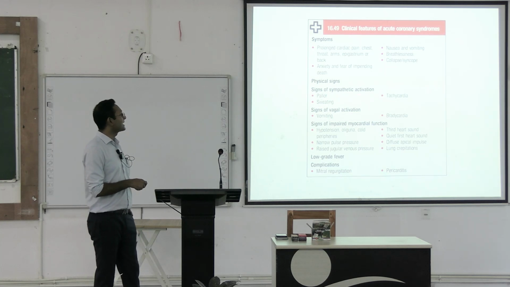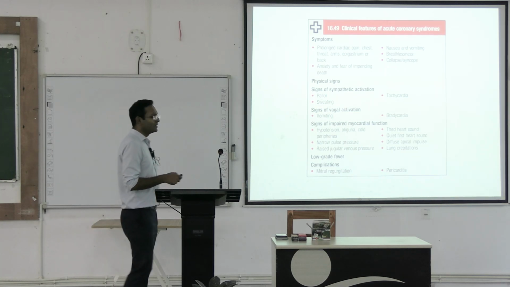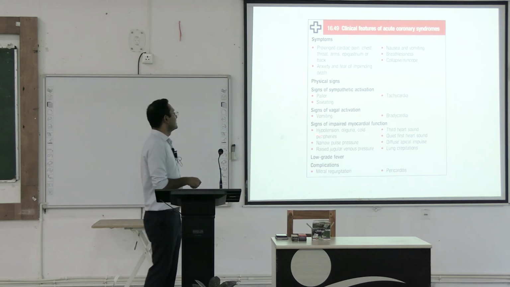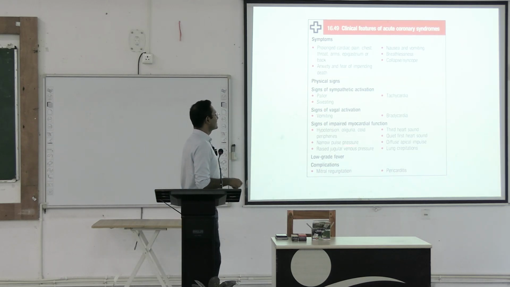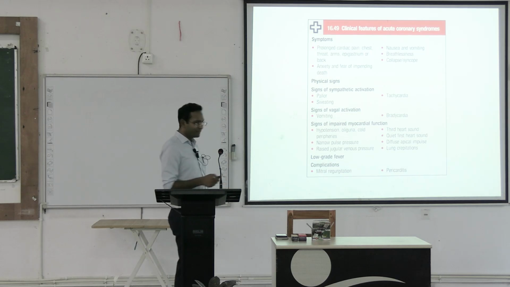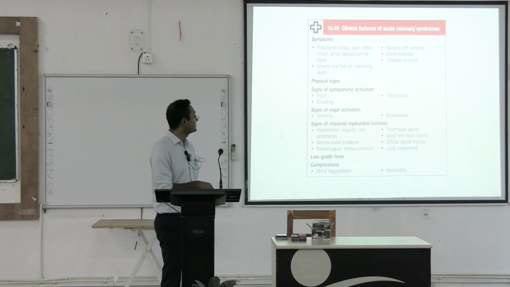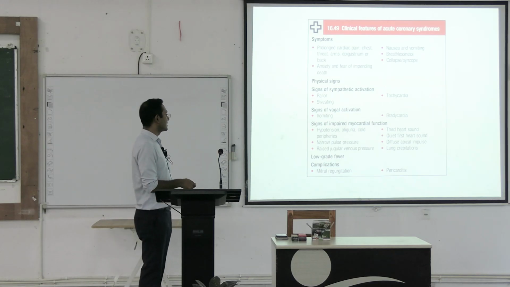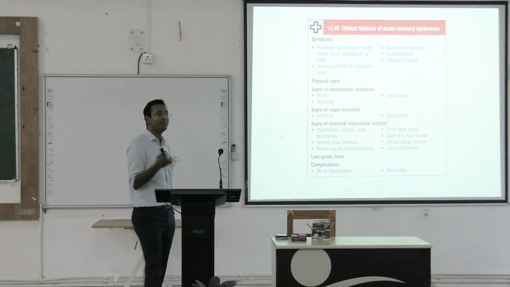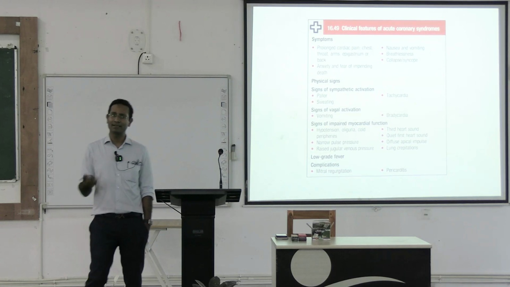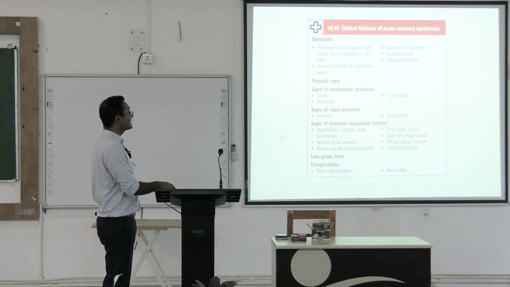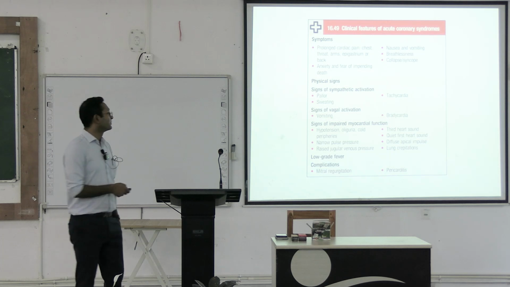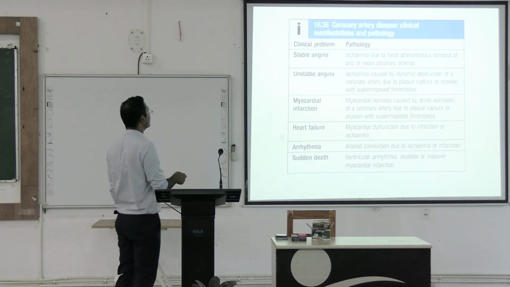Physical signs, generally pallor, sweating, tachycardia, signs of vagal activation, bradycardia or vomiting. Signs of impaired myocardial function: hypotension, cold peripheries, narrow pulse pressure, raised JVP. Third heart sound is heard or quiet first heart sound. Low grade fever, complications like mitral regurgitation or pericarditis might occur. Lung crepitations is also one finding you see in a long term patient who is not treated.